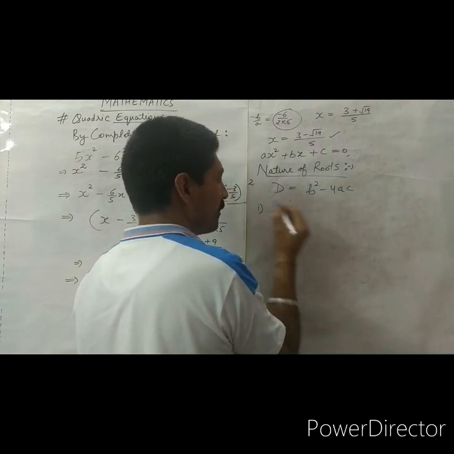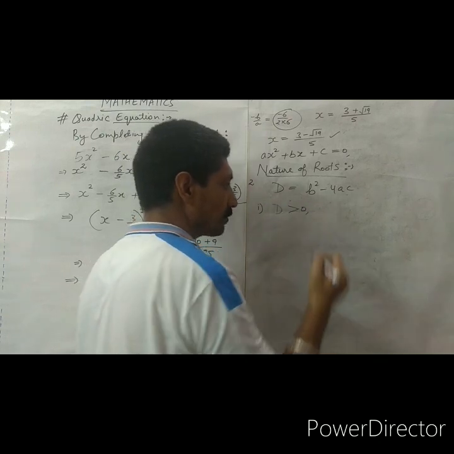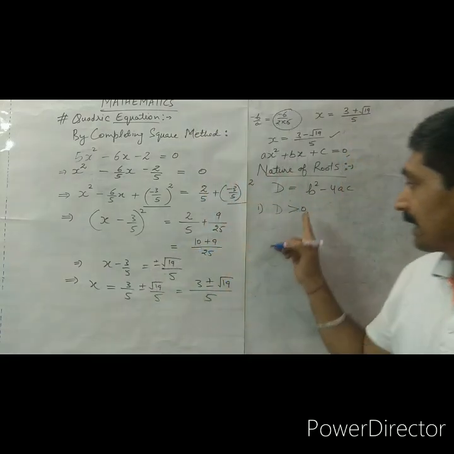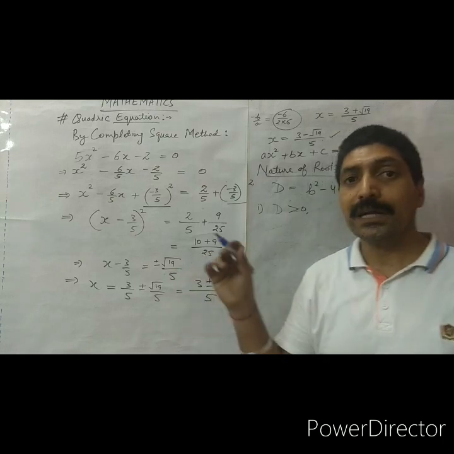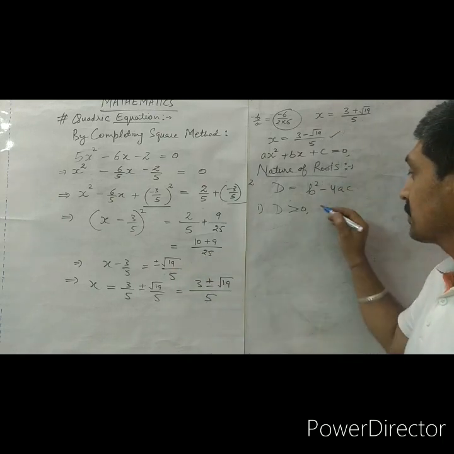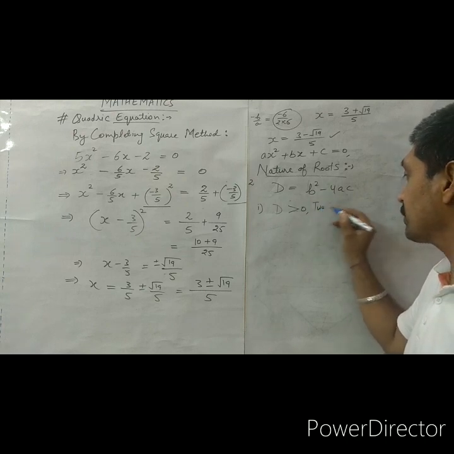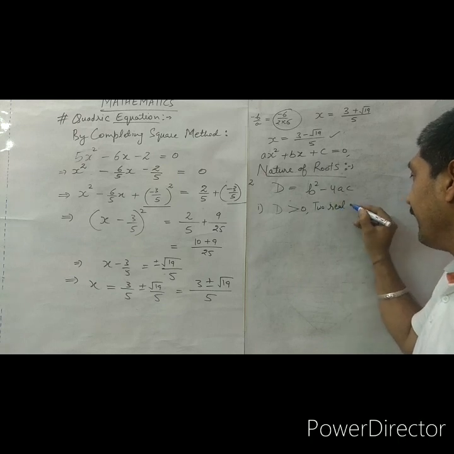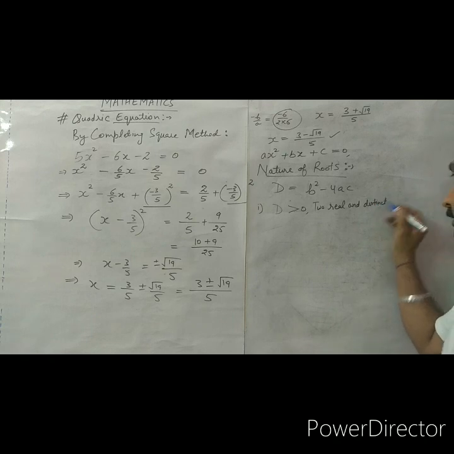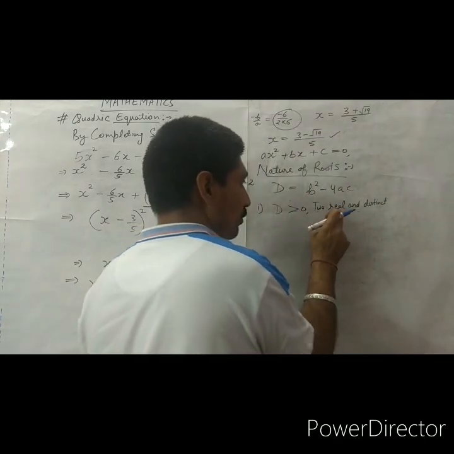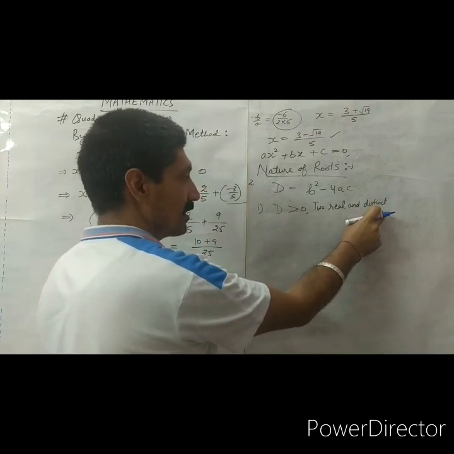First case, if D is greater than 0, the discriminant is greater than 0, then we have two real and distinct roots or solutions. Both the roots are real and distinct, both are real roots and both are different.